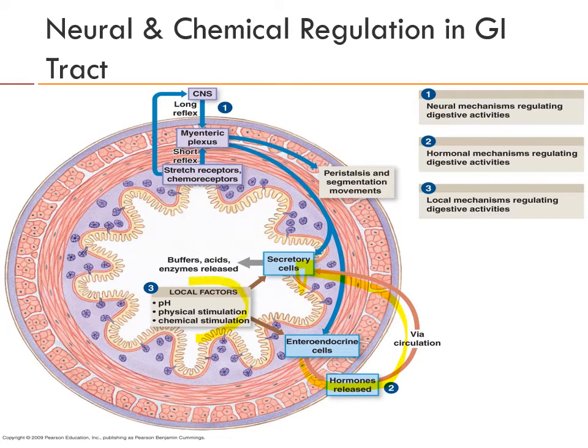Additionally, local factors such as pH and physical stimulation are going to induce stretch receptor activity. Chemical stimulation is going to induce chemoreceptor activity. And so those can directly create secretion, and they can also stimulate the enteroendocrine cells again, which can release hormones and then affect secretion. So we have multiple levels of control that can be localized here or more systemic from the central nervous system.